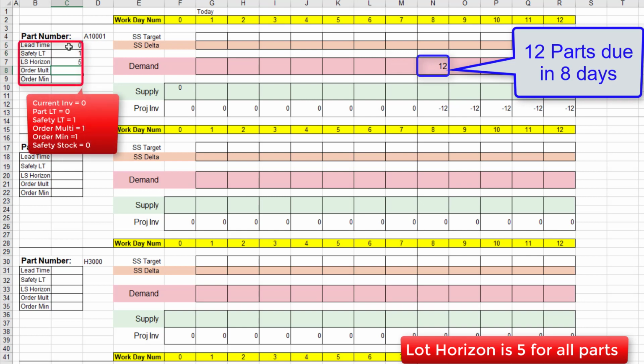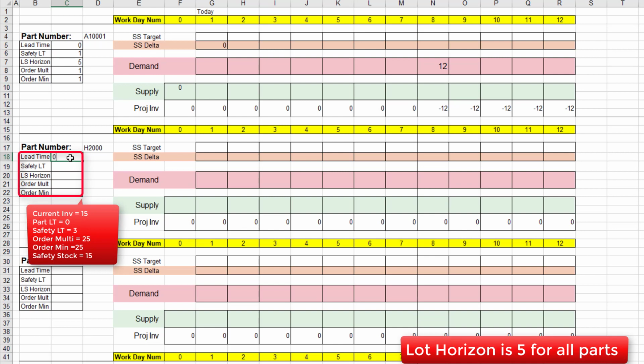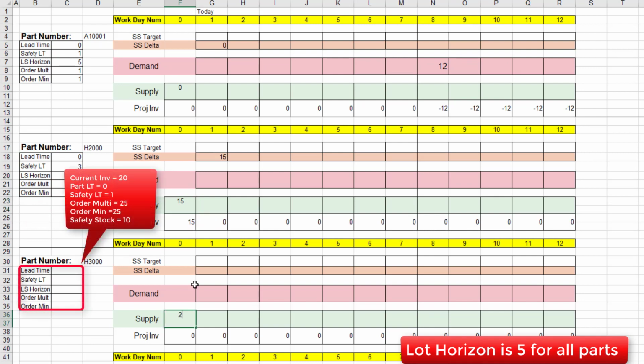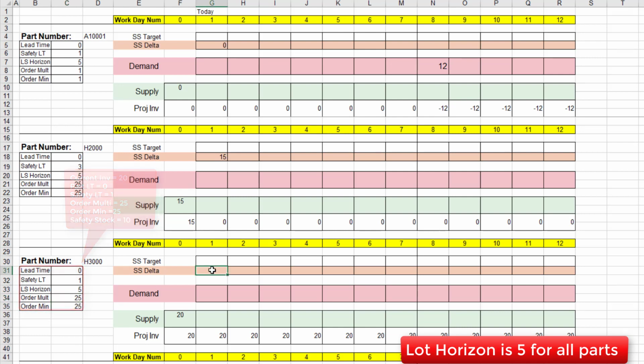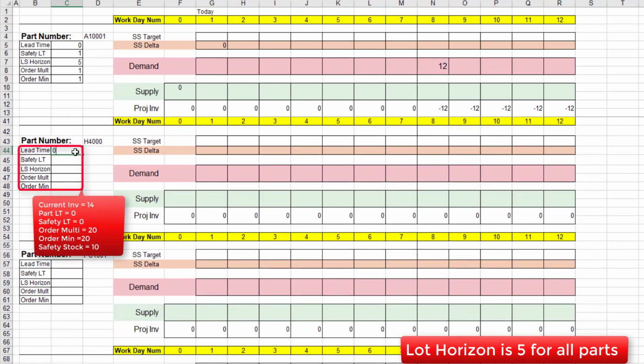Lead time 0, safety lead time 1, plot order horizon 5, order multiplier 1, order minimum 1, with 0 safety stock. Part H2000, safety lead time 3, order multiplier minimum of 25, with a safety stock of 15, and currently 15 in supply. For H3000, we have a supply of 20, safety lead time of 1, and a multiplier and minimum of 25, with a safety stock of 10. Part H4000 has a supply of 14, a safety lead time of 0, order multiplier and minimum of 20, with a safety stock of 10.